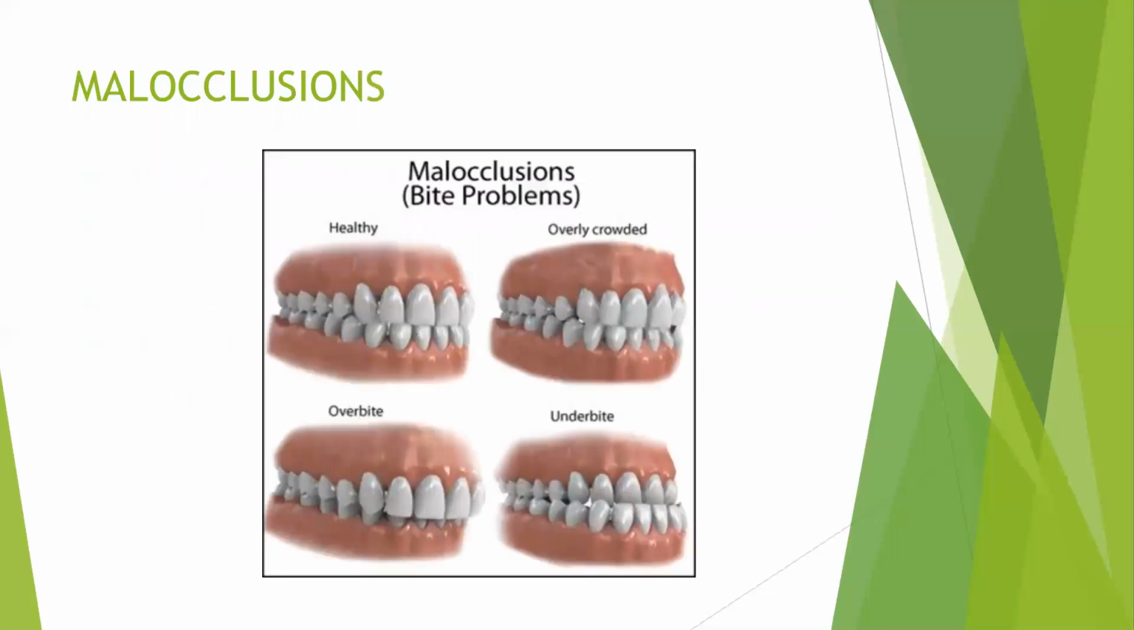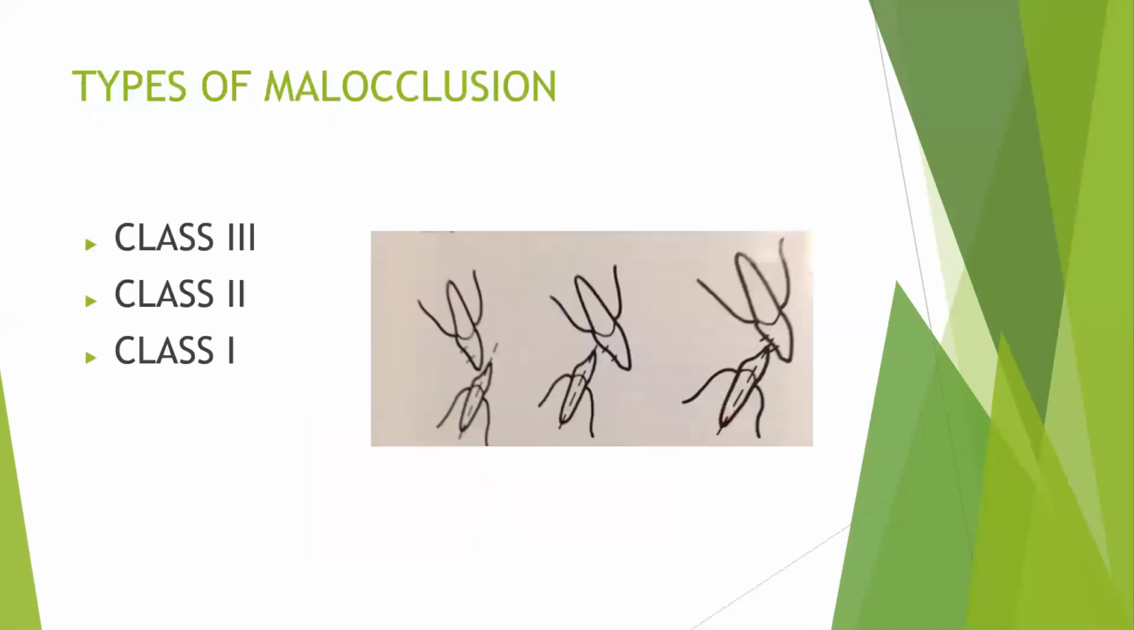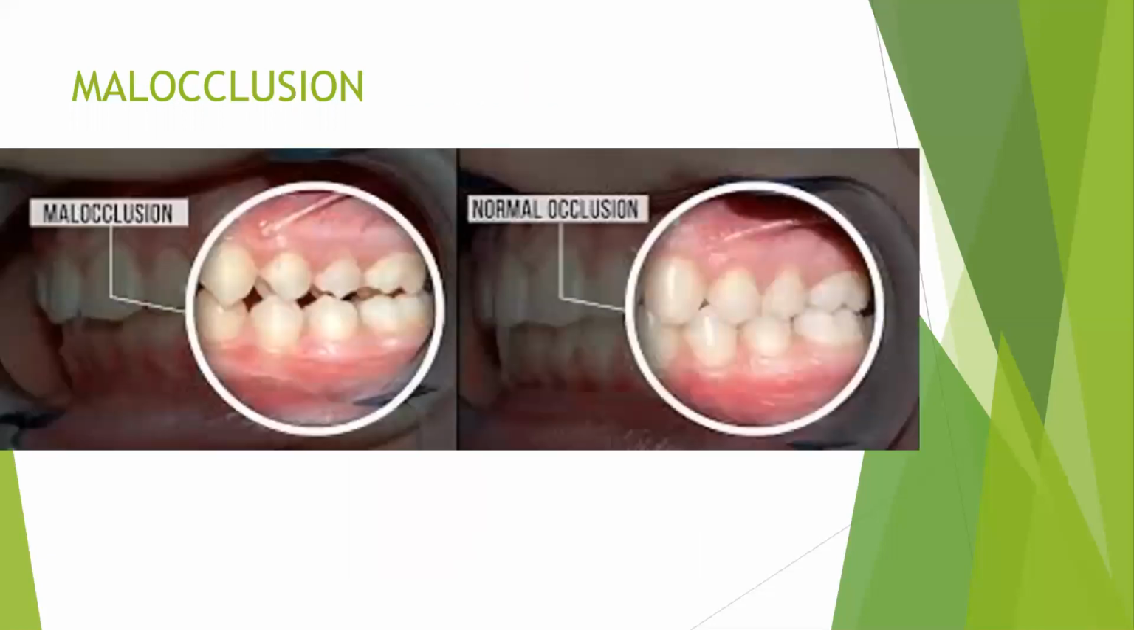Here you have some graphics of bite problems. A healthy bite, an overly crowded bite, an overbite that's very deep, and an underbite where the lower teeth jut out further than the upper teeth. Types of malocclusion: a class 3 bite is the first one you see. A class 2 is one where the upper teeth protrude out, and a class 1 where you have a normal relationship.